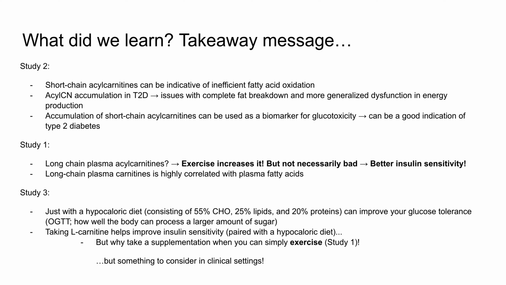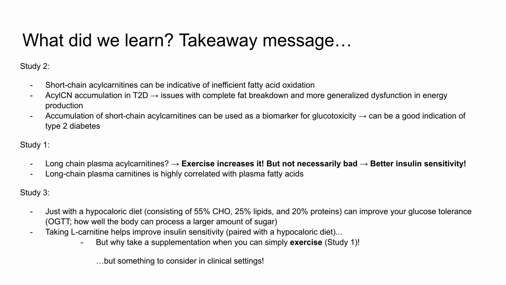So, in conclusion, what do we take away from each study? Well, in study 2, we saw that short chain acylcarnitines can be indicative of inefficient fatty acid oxidation, and the accumulation of these short chain acylcarnitines is a great biomarker for glucotoxicity and for type 2 diabetes. So, if we measure the levels of short chain acylcarnitines in the blood and they're elevated, that can be an indication that you might have a lot of glucotoxicity, because acylcarnitine can leave the mitochondria into the plasma. And that can also be a great indication of type 2 diabetes.